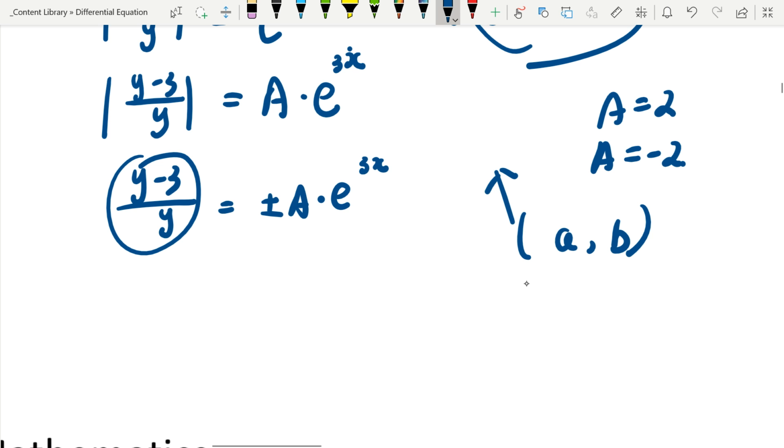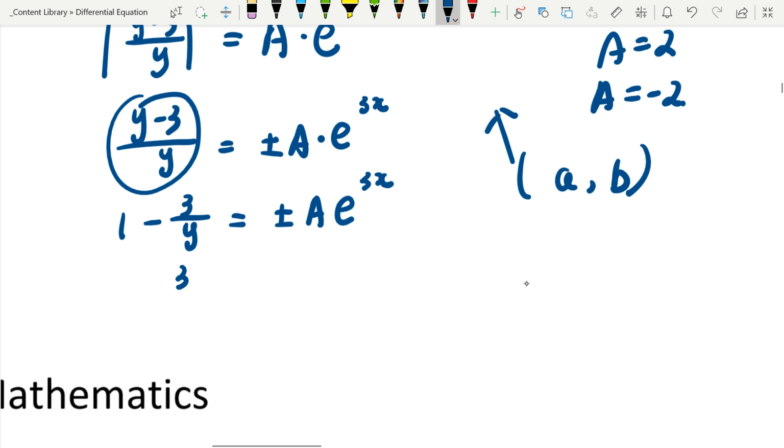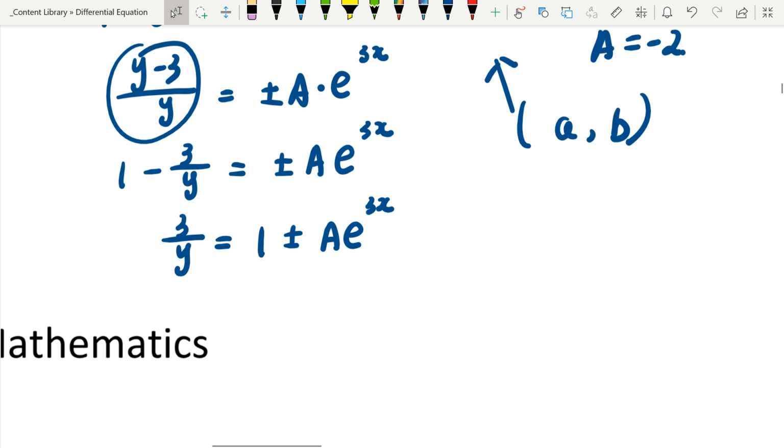Okay, so what we have on the left hand side: y minus 3 over y equals plus minus a times e to the power of 3x. And 3 over y should equal 1 minus plus minus a e to the power of 3x, right? And y should be 3 over 1 minus plus minus a e to the power of 3x.